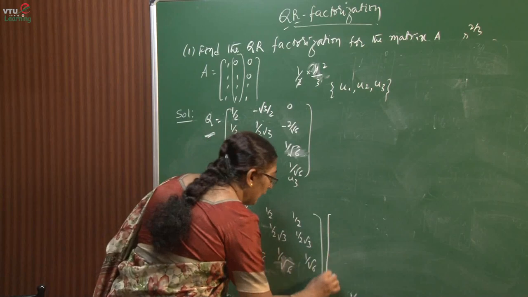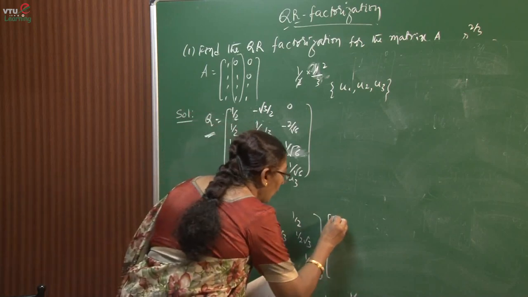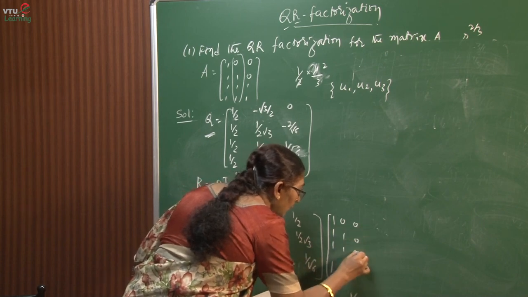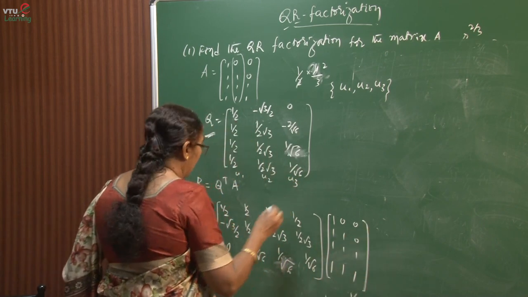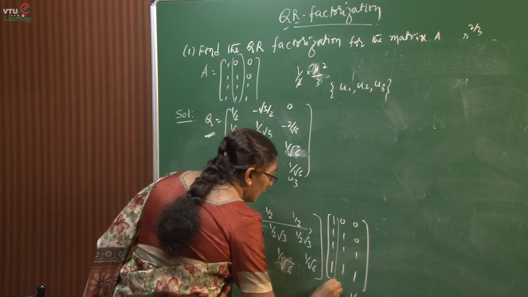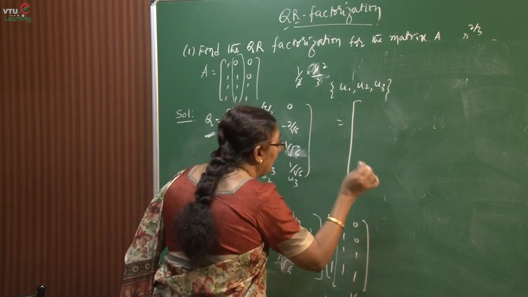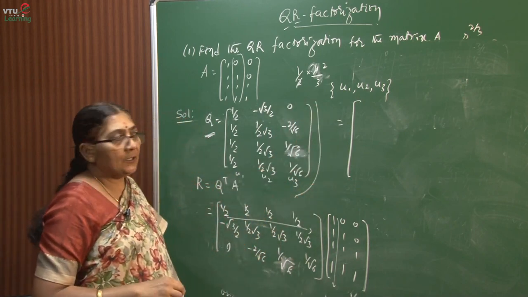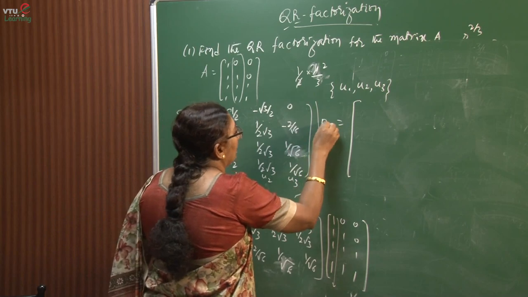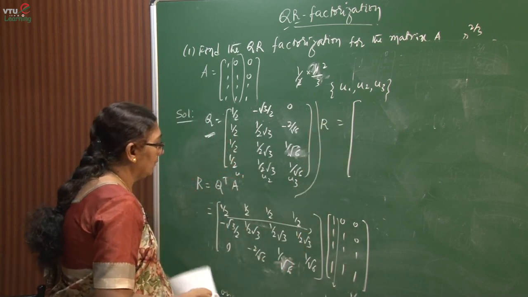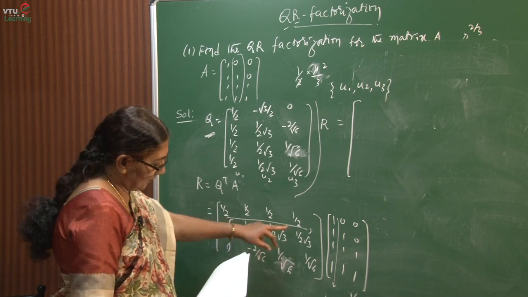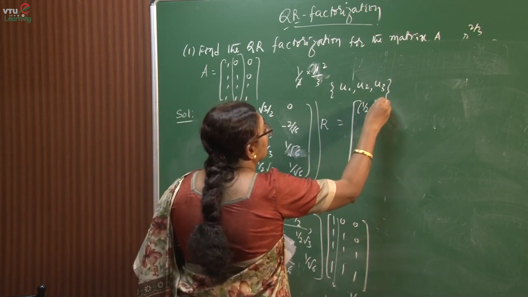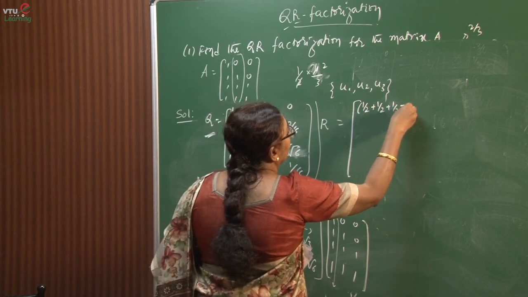Into A. A, you already know that. What is A? 1, 1, 1, 1, 0, 1, 1, 1, 0, 0, 1, 1. You multiply this, row into column. We are expecting R to be an upper triangular matrix with positive entries on its diagonal. Multiply row into column: half plus half plus half plus half. What we get is the first entry.